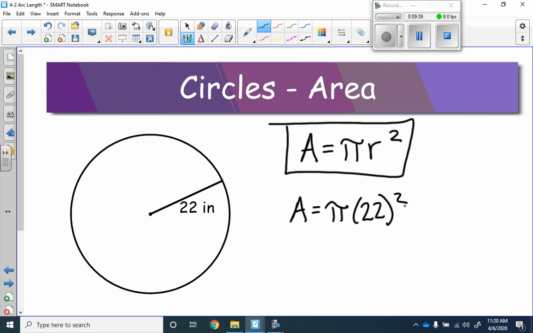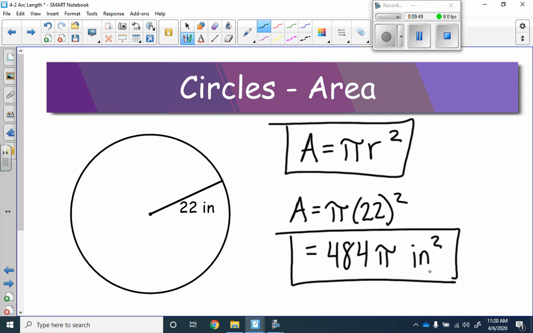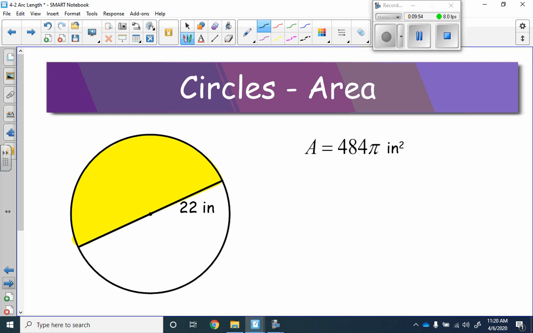And 22 squared is 484. So 484 pi inches squared would be our total area. Okay? Now, thinking about what if you wanted to find the area of half of a circle? Well, what are we going to do? Divide that by 2. Take 484 pi and divide that by 2. So now you get an area which is 242 pi inches squared. We're taking half of it.